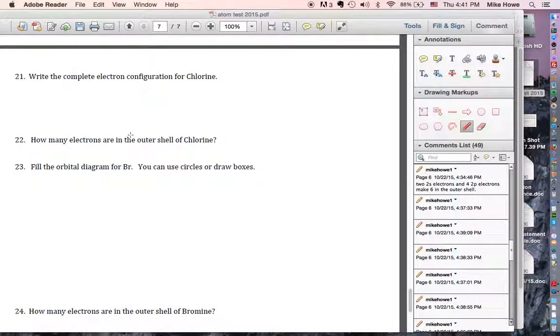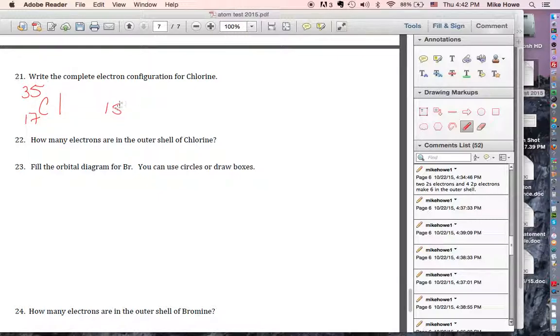So continuing on with the fill-in-the-blank section of the test, on number 21 here we're asked to write the correct configurations for chlorine. If you look at the periodic table for chlorine, it'll say 17, and it'll say 35.5. I think it's 35.453, but we'll just say it's 35. So that tells you that it's got 17 electrons.